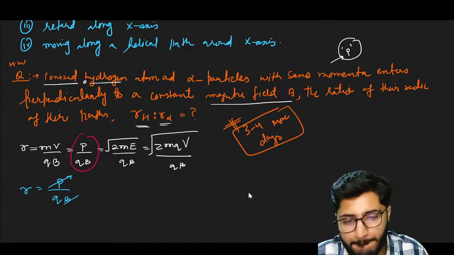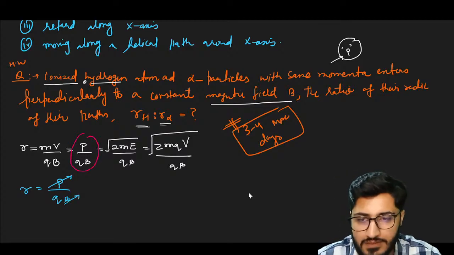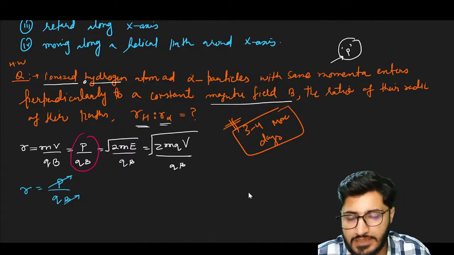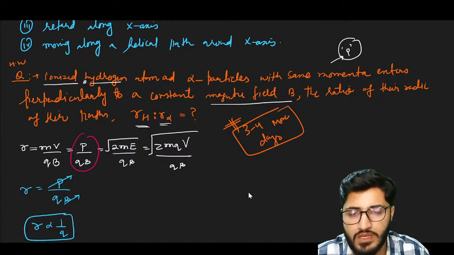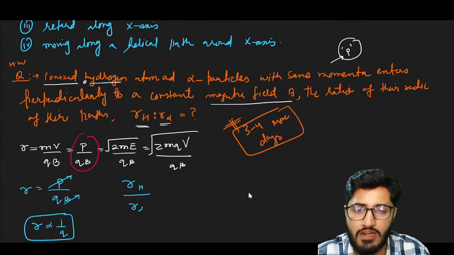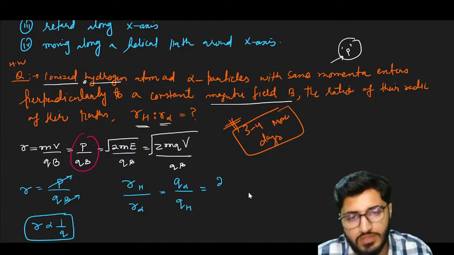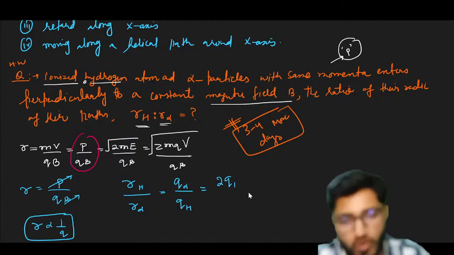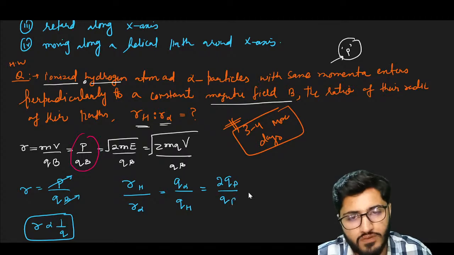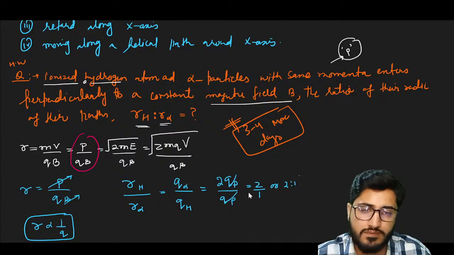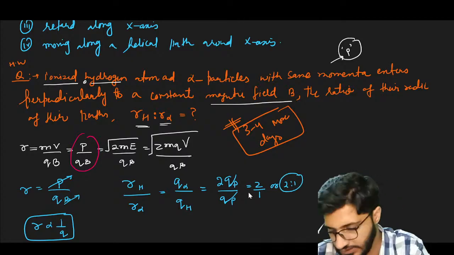P is the same, B is the same. Done. That simply indicates radius is inversely proportional to the charge. Okay, sir. The radius of hydrogen to the radius of alpha equals the charge of alpha to the charge of hydrogen. What is the charge of alpha? It is 2 times the charge of proton, and the charge of hydrogen is the charge of proton. Cancel out. So my answer is 2 divided by 1, or you can write 2 is to 1. Done?